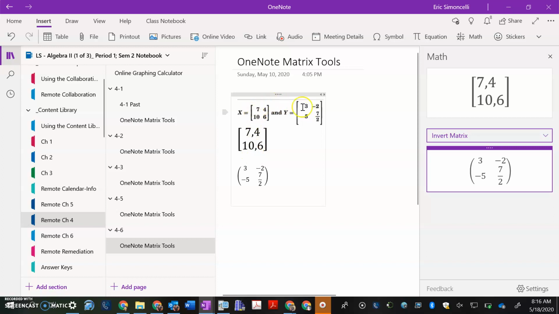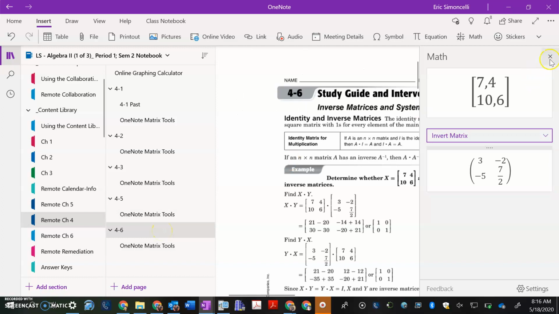So instead of multiplying X times Y and Y times X to get the identity, which I could do, just finding the inverse of this should yield that. Pretty nice and easy to see, I would argue. 3, negative 2, negative 5, 7 halves. All right, let's move on to the next page.